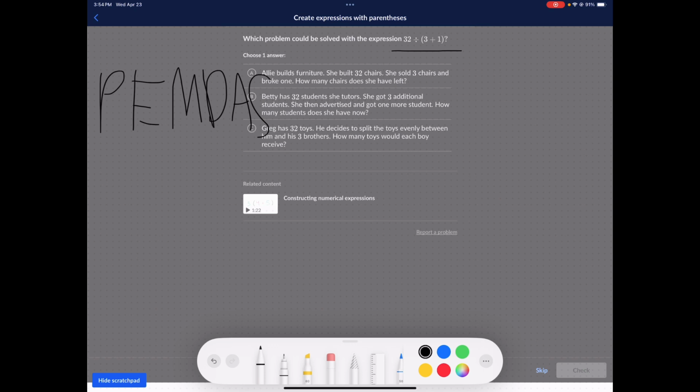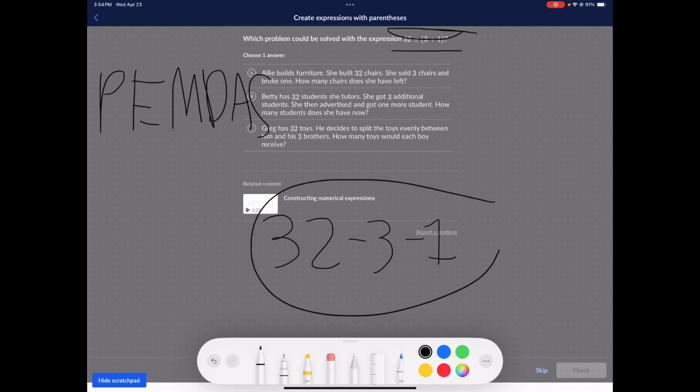Okay, now let's get to the main problem. Which problem could be solved with the expression 32 divided by parentheses 3 plus 1 parentheses? So let's take a look at this. Allie builds furniture. She built 32 chairs. She sold 3 chairs and broke 1. How many chairs does she have left? So I don't think this would really represent it, because if we built 32 and then sold 3 and then broke 1, she would lose a total of 4 chairs. But that's not what we're trying to solve here. We're trying to solve this equation, not this. So I don't think A is right.